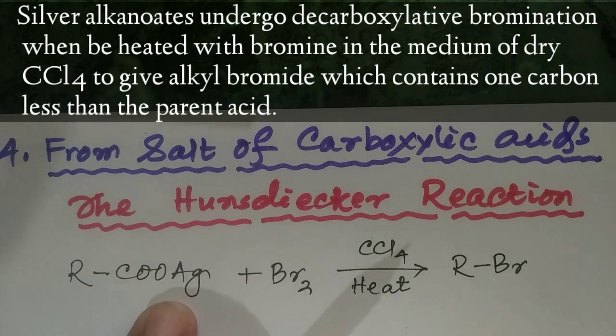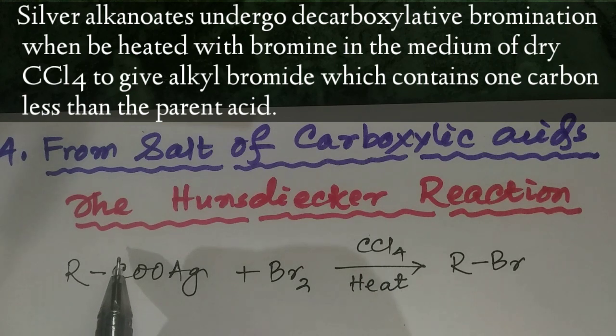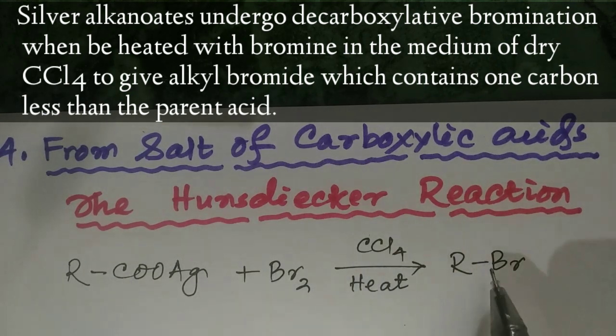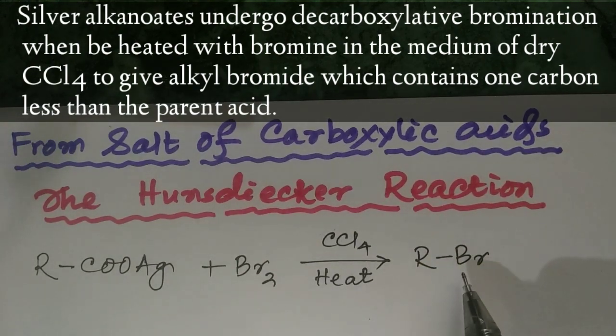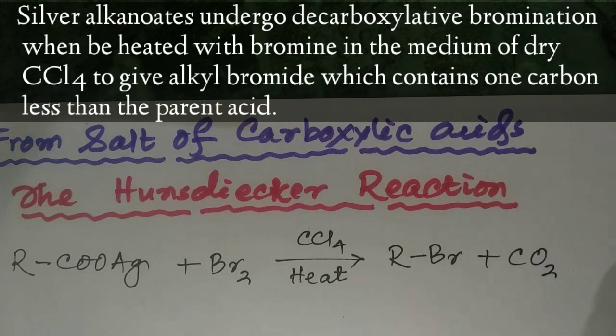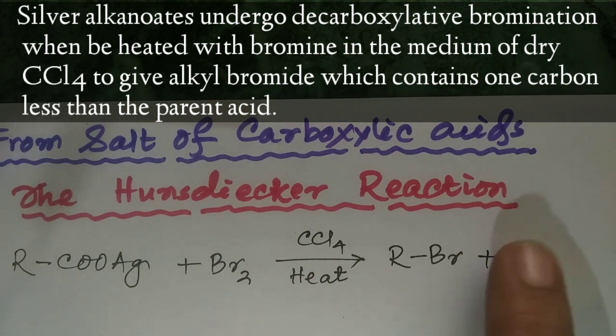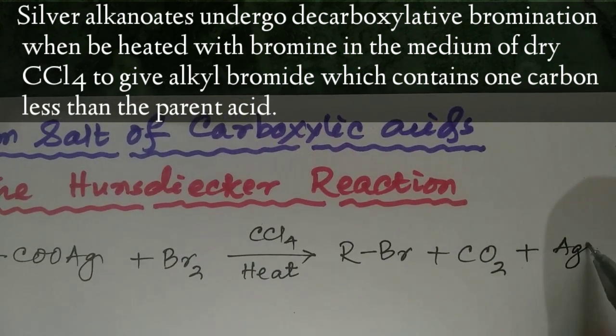Look at the salt of carboxylic acid. Here the number of carbon atoms is R plus 1, but in the product only R is there. This carbon is not present in the alkyl halide formed here. That carbon is released in the form of carbon dioxide. That means it is a decarboxylative process. This involves the loss of carbon dioxide along with the addition of bromine. So it is decarboxylative bromination, plus the remaining product is AgBr, silver bromide.